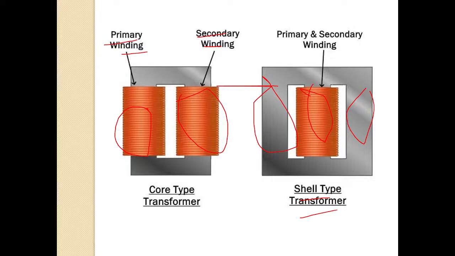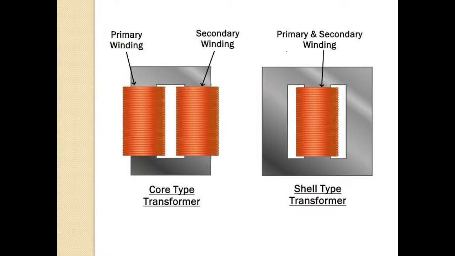In the shell type transformer, if you carefully observe this image, both the primary winding and the secondary winding are wound on the same limb, that is, the central limb. There are three limbs. In the central limb, both primary and secondary windings are wound.